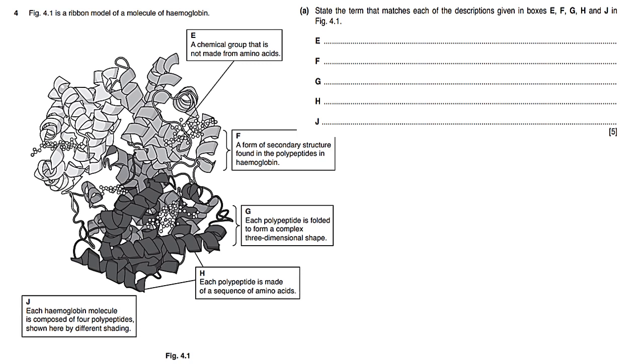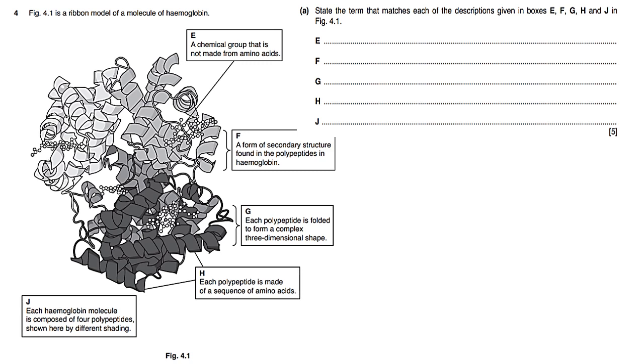I like questions like this because they're really easy ways for you to get full marks. So here it says, state the term that matches each of the descriptions given in the boxes E, F, G, H, and J in figure 4.1. So here it says E, so let's start with E because it's right at the top.